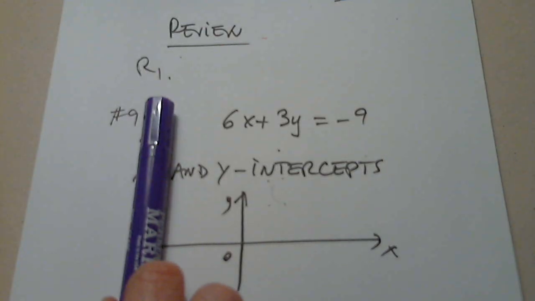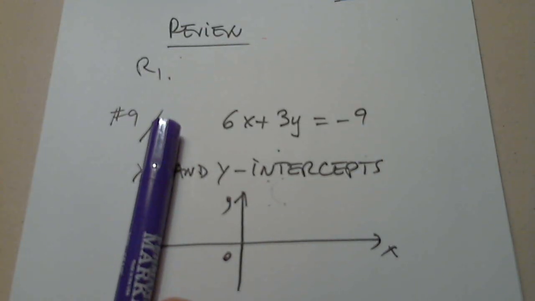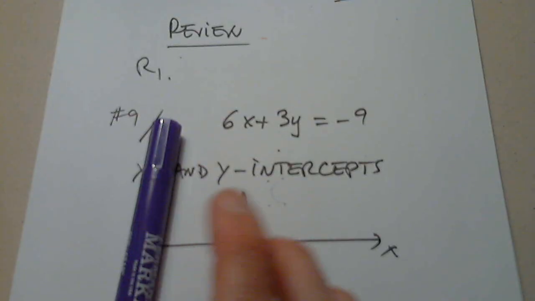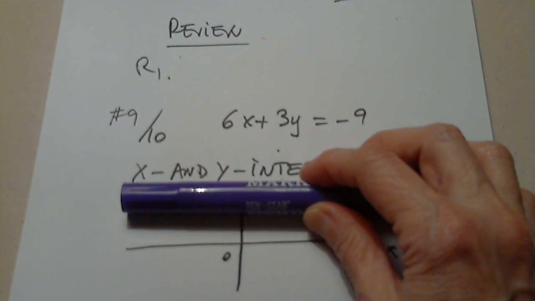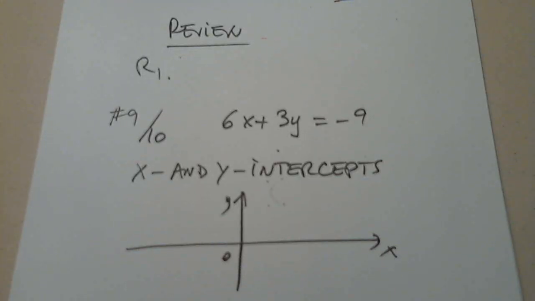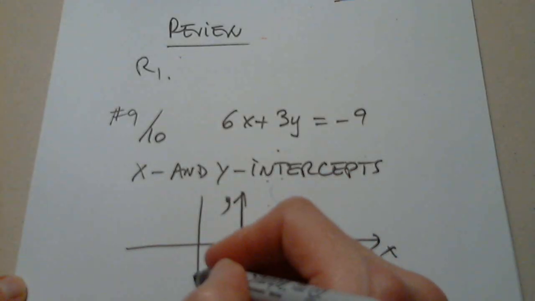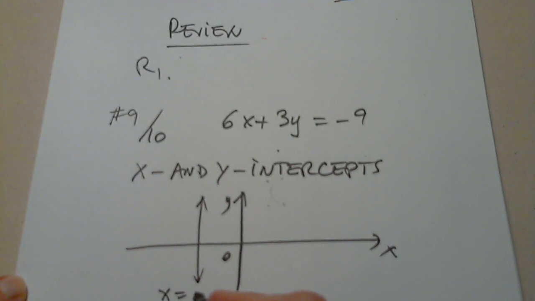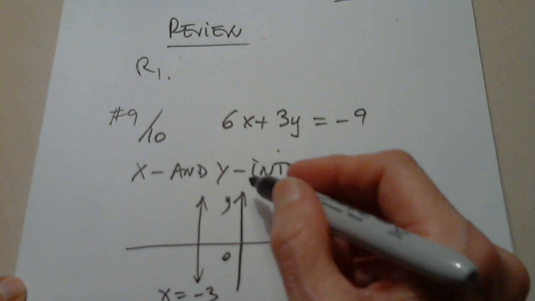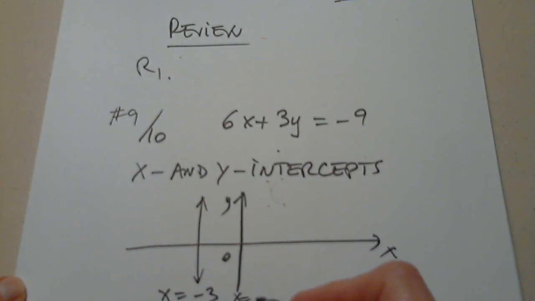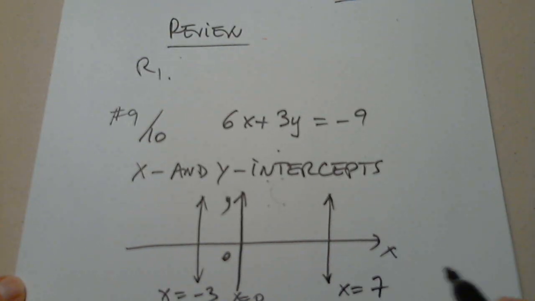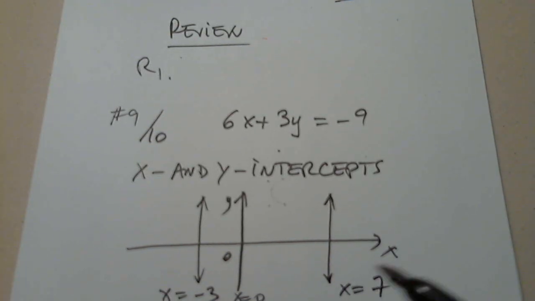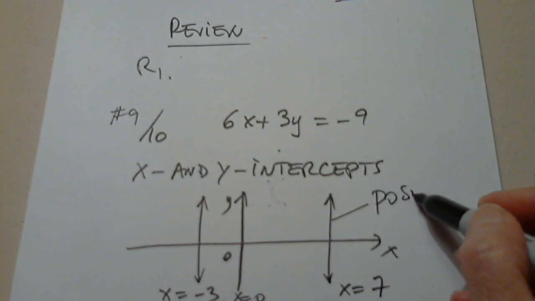So a vertical line only has x in the equation. A horizontal line has only y. So the vertical line, something like this is x equals -3. This one is x equals 0. This one is x equals 7. So these are so-called position.